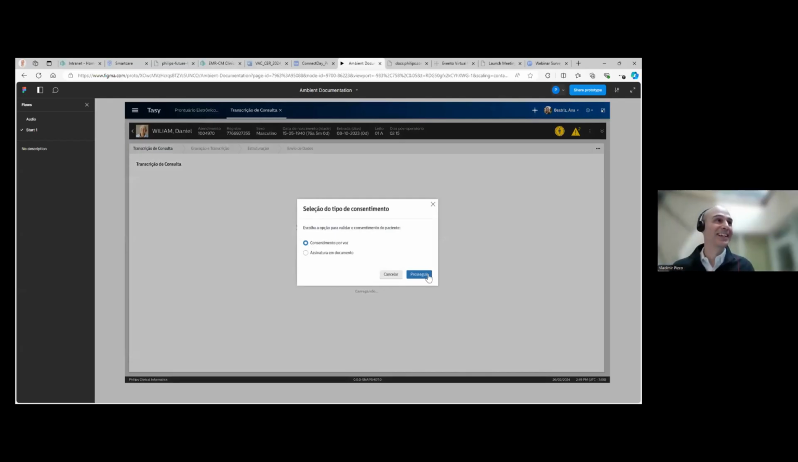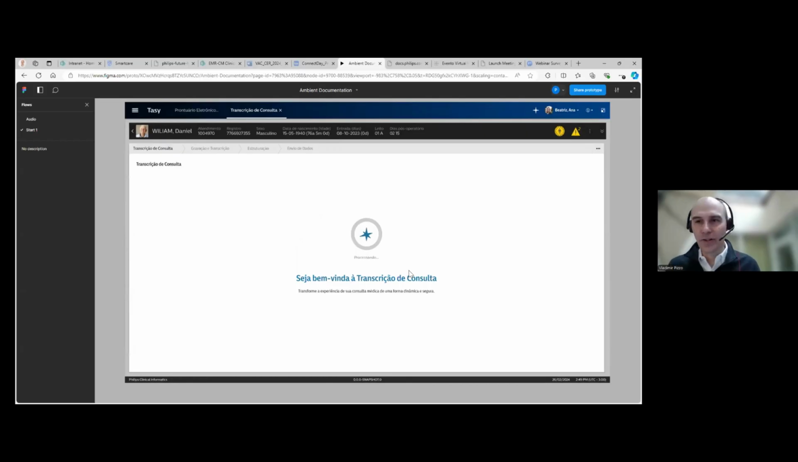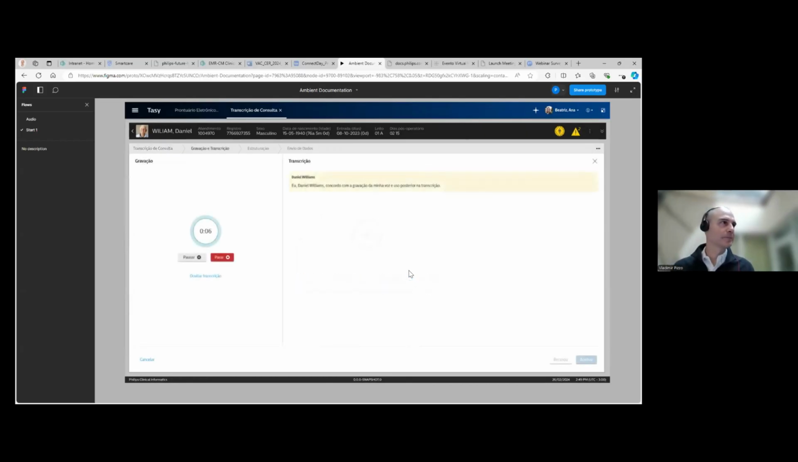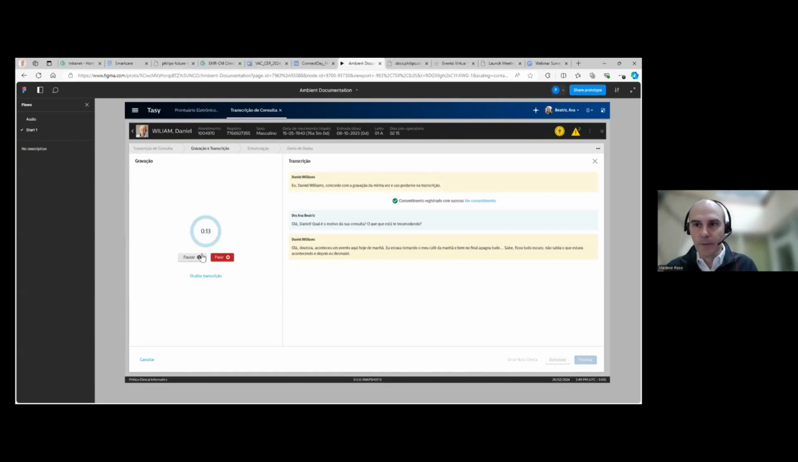I'm now simulating collection of the consent from the patient. Let's assume that we are in a consultation, and I just collected the consent of the patient. So I say that the consent was done. And then we can start the transcription of the conversation. The conversation takes place between the clinician and his or her patient. This is a mock. We are now working with some partners and customers in Brazil to fine-tune and check the accuracy of the transcription.